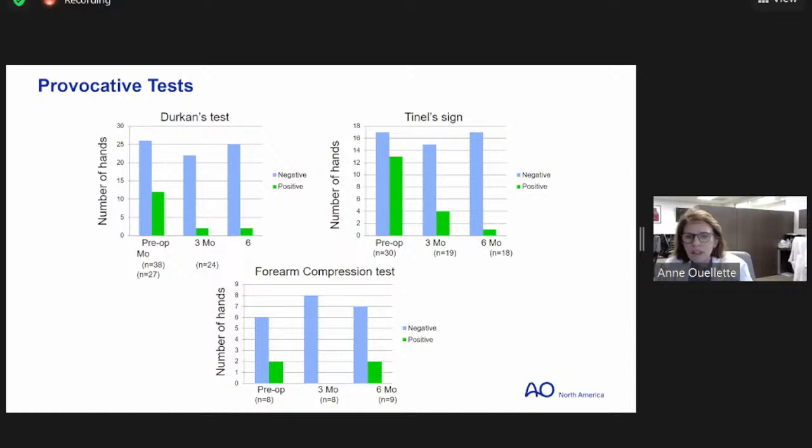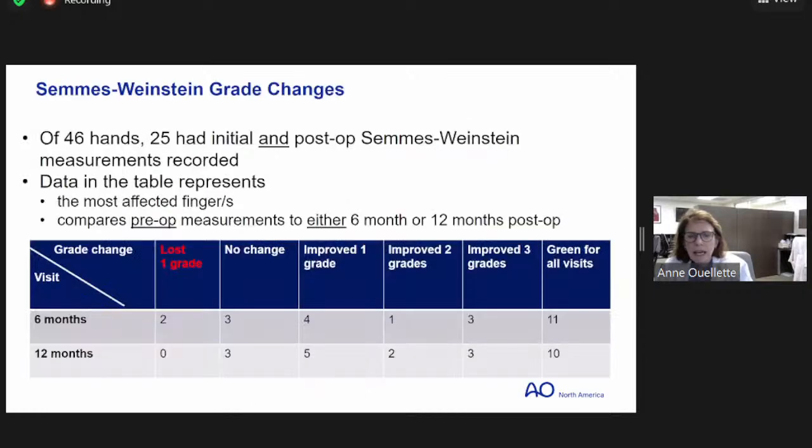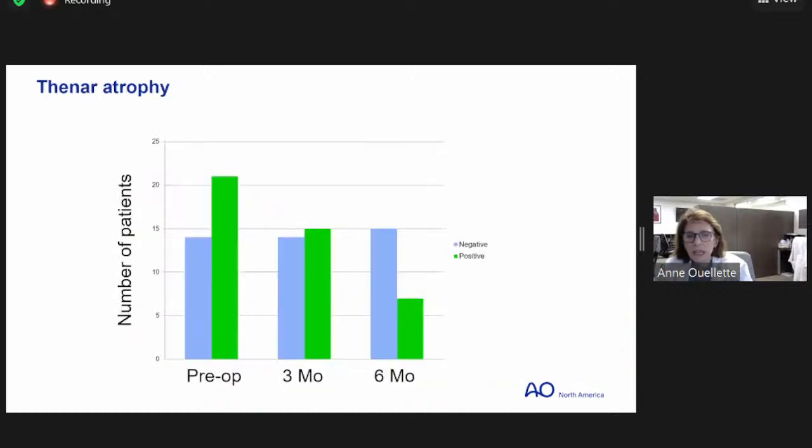But it's still in there. In terms of pre-op, positive, almost the same post-op in the forearm. And so their Semmes-Weinstein testing improved. We had 3 patients that improved 3 grades, 3 patients that improved 2, 9 that improved 1, and then another 6 that had no change. So sometimes you're still there too late.